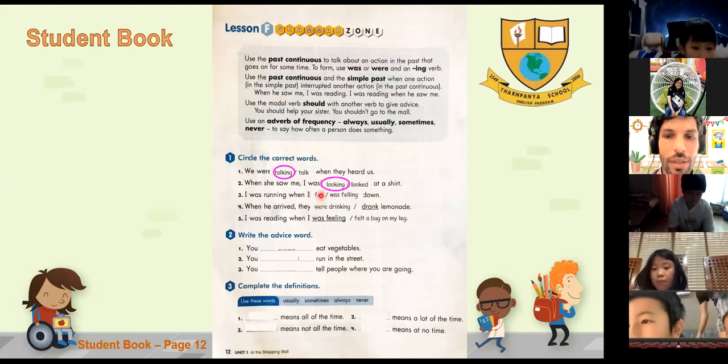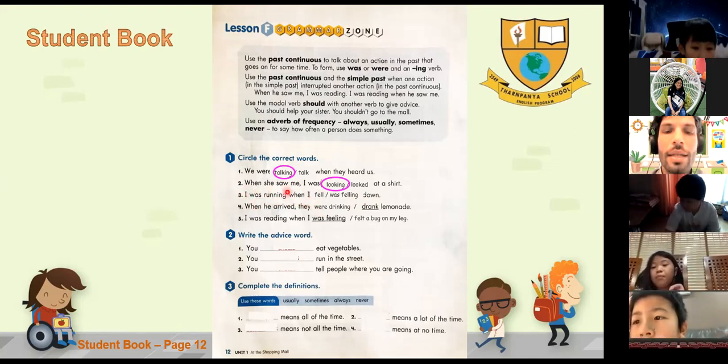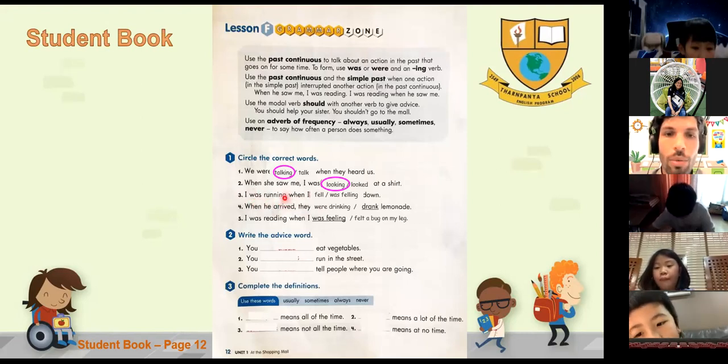I feeling. Let's take a look. I was running when... let's take a look at the first part together. I was running. Is it past continuous or is it simple past here? I was running.